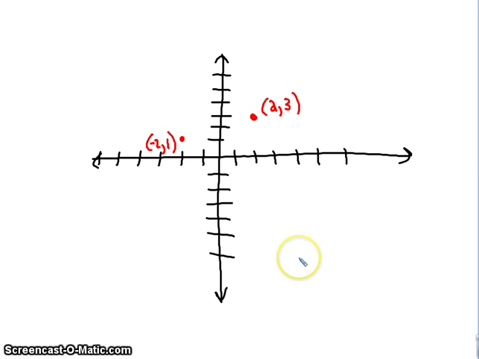Okay, so this is the last video I'm going to make for Chapter 7. Remember, your test is on March 7th, Friday. Those are only hour classes, so you'll have to be pretty good at it to be able to get it done. What we're talking about here is the distance formula.